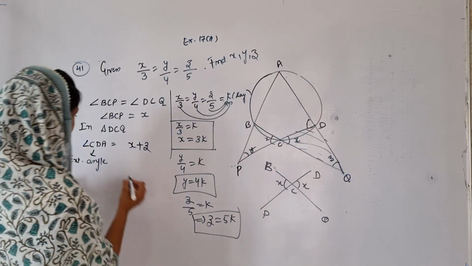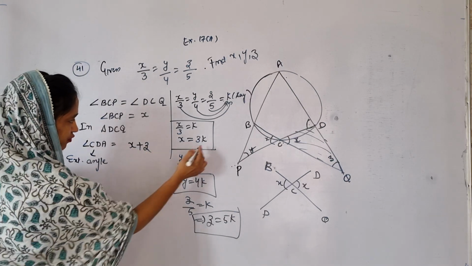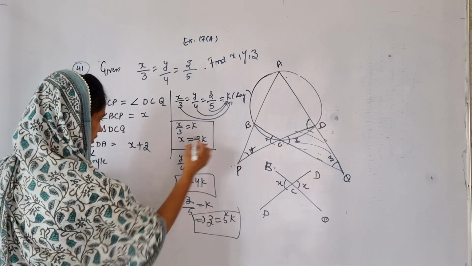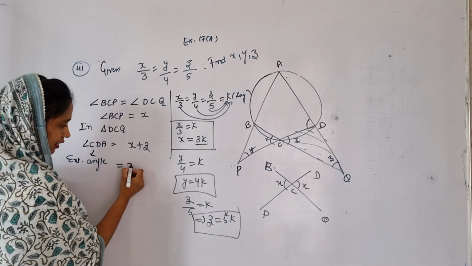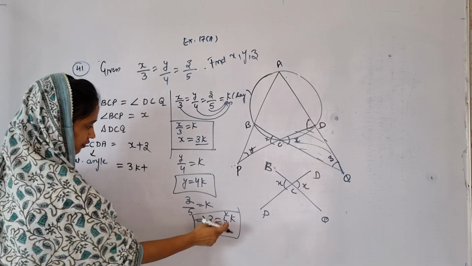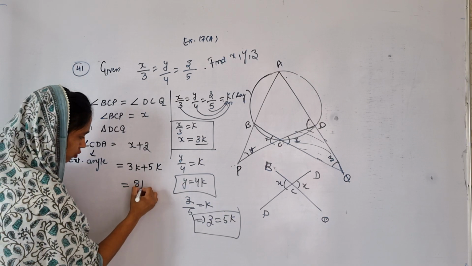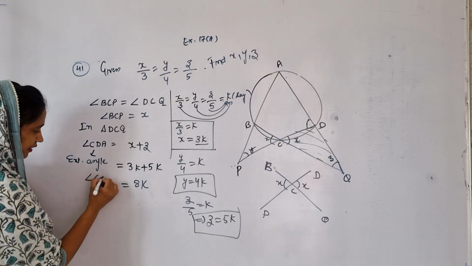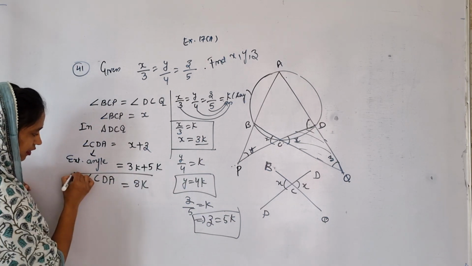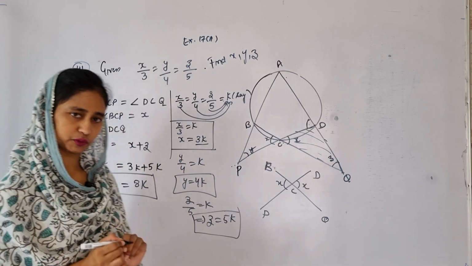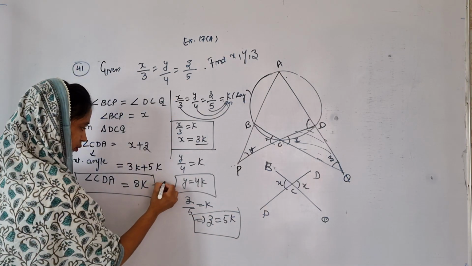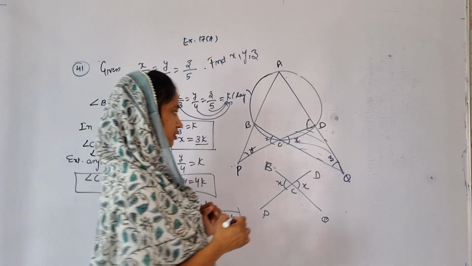Okay, so here we will use these values of x and z. ठीक है, x is given by 3k and z we have calculated as 5k, means it will be equal to 8k, means angle CDA is equal to 8k. Okay, write it as equation number 1. We will use it later on.